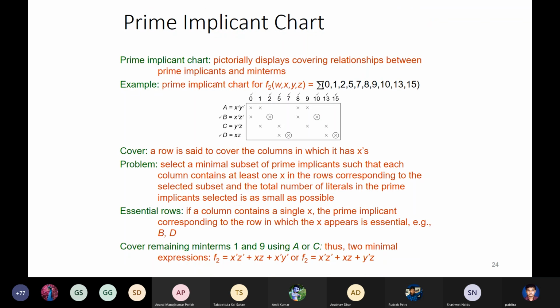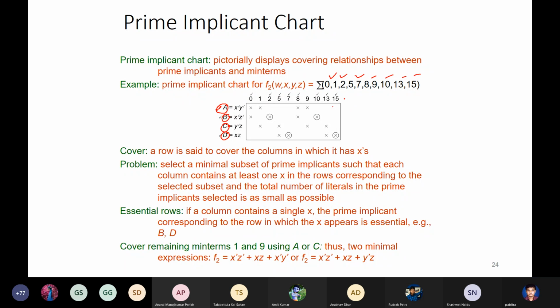Okay. So next you make a chart called the prime implicant chart. The rows of this chart are the prime implicants that you have got in the previous step. So A, B, C, D. Let's take the first example. So these are the four: x prime y prime, x prime z prime. These are the four prime implicants you have got. And in the column, you write down all the min terms. So these are the min terms you had. You write them down in the column.